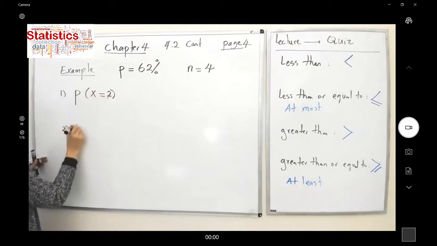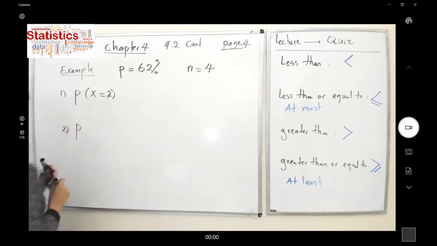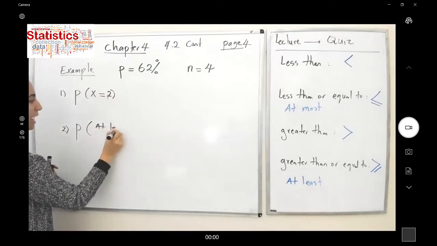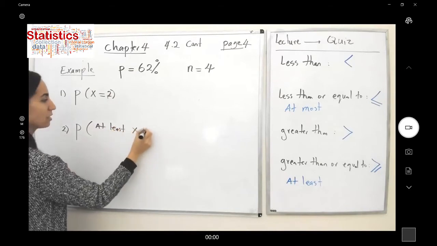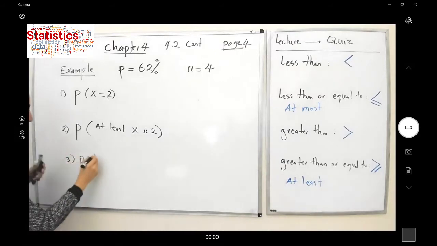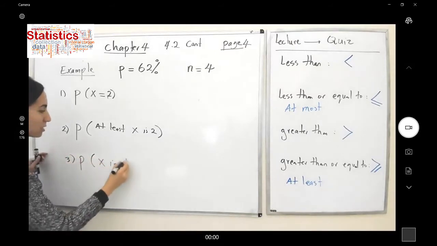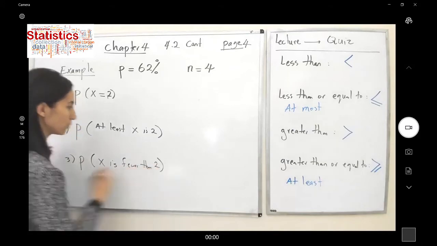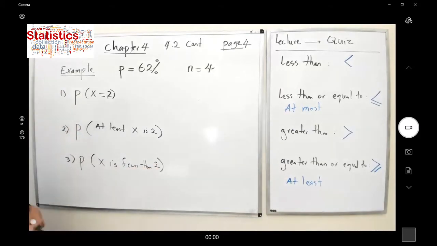Question 2: what is the probability that at least 2 of them responded yes? And 3, what is the probability that fewer than 2 of them responded yes? Fewer than 2. Perfect.